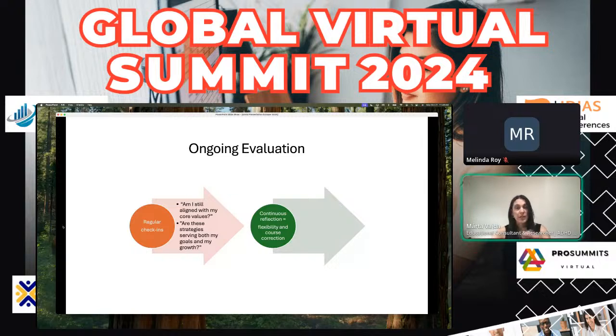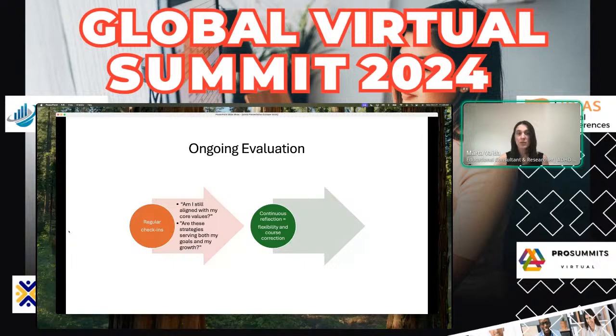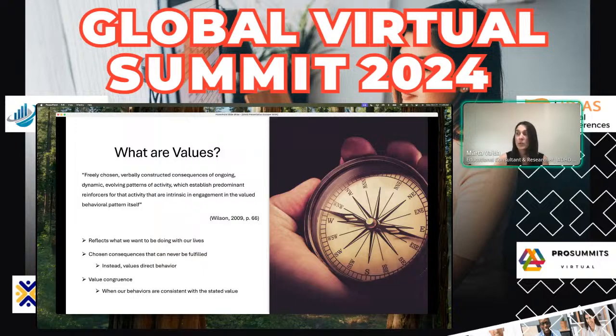So, living educational theory can ground our approach to using values in our goals, but ultimately, let's talk about it. What are our values? So, let's put this into action. According to Wilson, 2009, page 66, values can be defined as freely chosen, verbally constructed consequences of ongoing, dynamic, evolving patterns of activity, which establish predominant reinforcers for that activity that are intrinsic in engagement in the valued behavioral pattern itself.